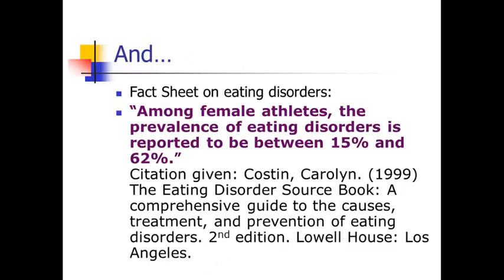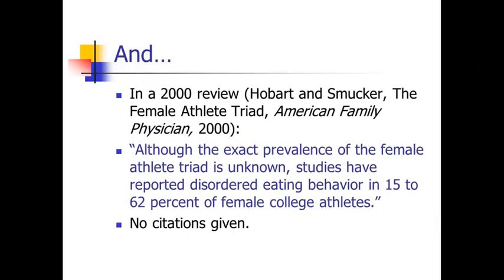Here's another example. There was a fact sheet on eating disorders I found on the internet, and it gave a citation. Well, that citation was also a book. So they're citing a book rather than, again, an original source. Here's another 2000 review in American Family Physician. They give the statistic, although the exact prevalence of the female athlete triad is unknown. Studies have reported disordered eating behavior in 15 to 62% of female college athletes. That's very specific, female college athletes. We'll have to evaluate whether or not that was actually where that statistic came from. They didn't even give a citation in this one. It was just so widely used and everybody just threw it around.